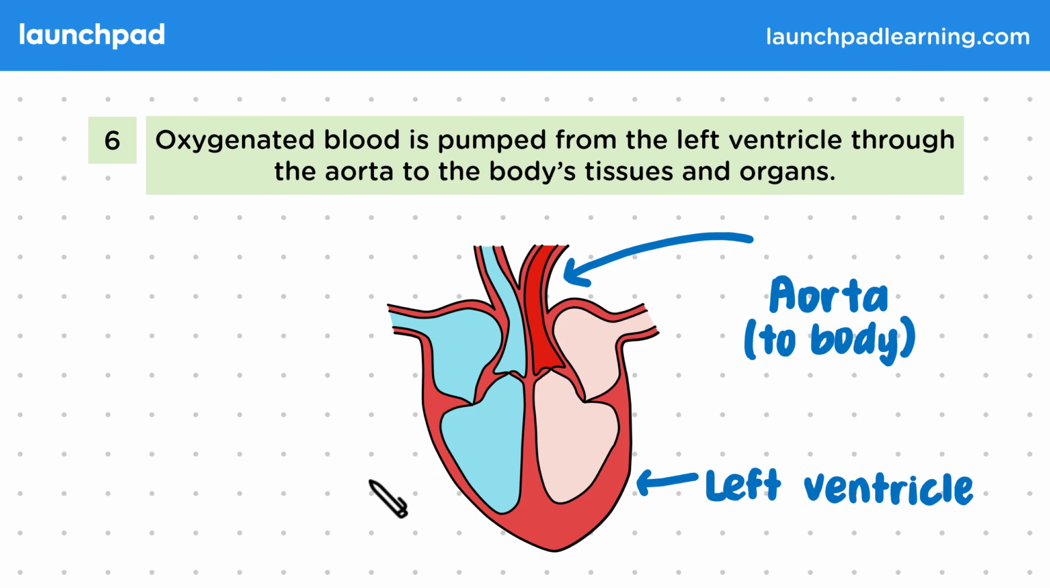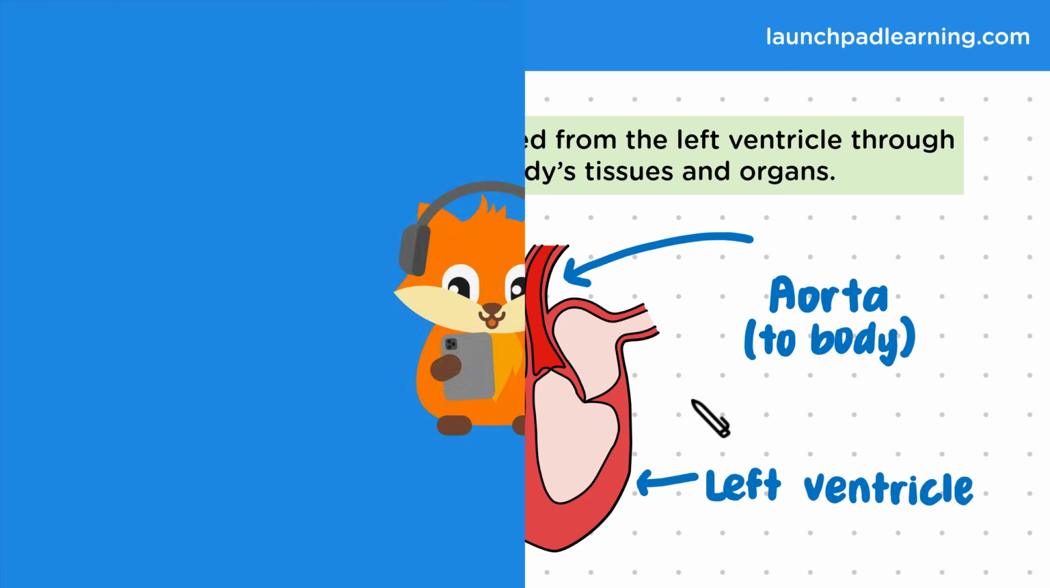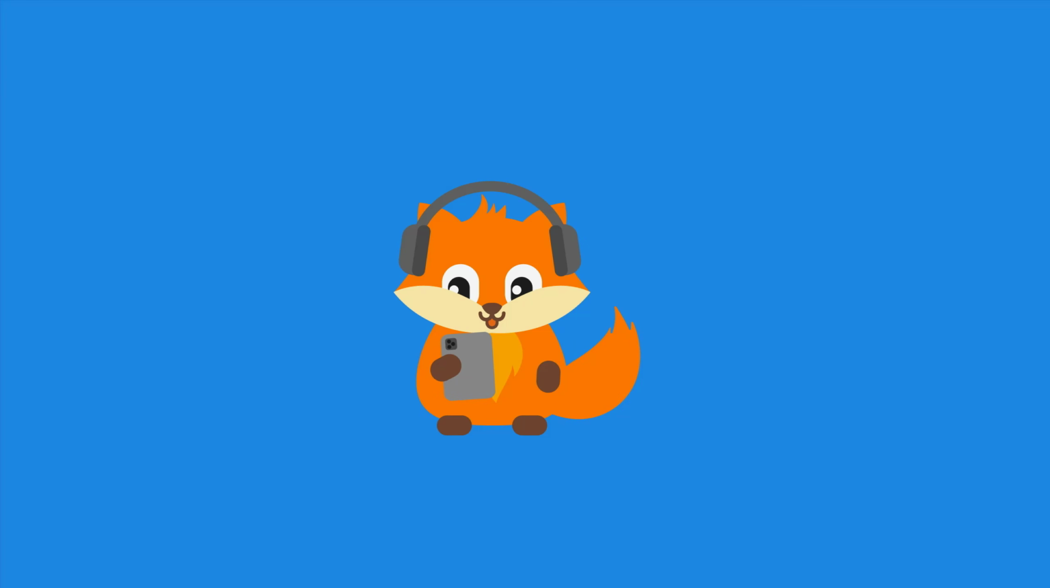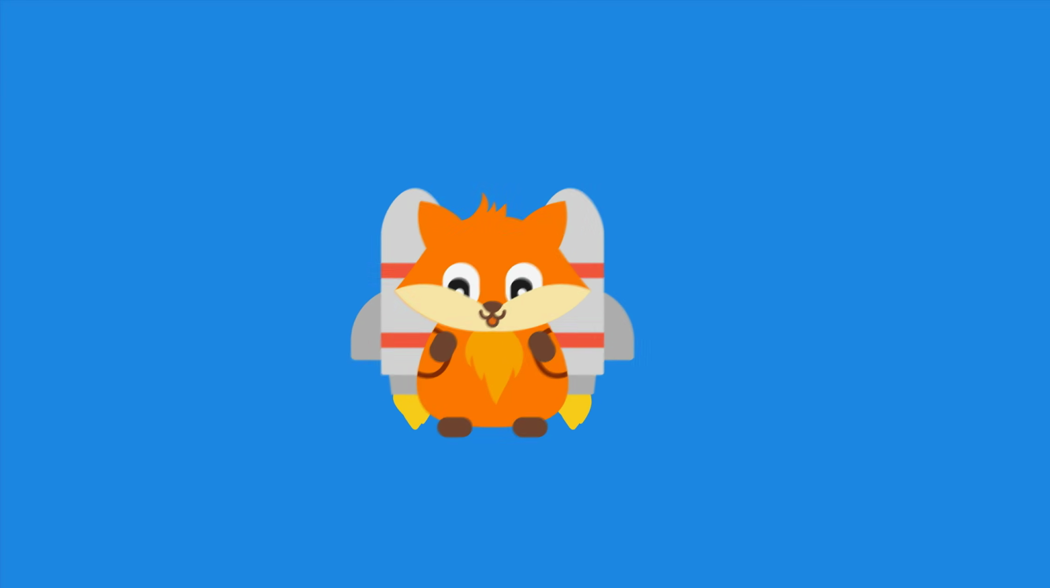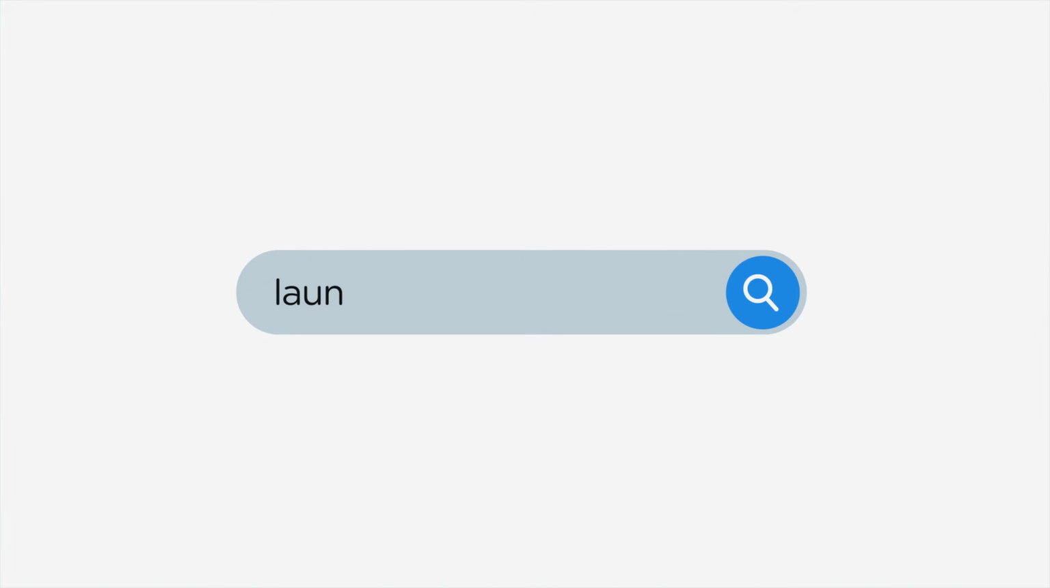For your exam, you need to know the heart structure and that the human body has a double circulation system where the right side pumps blood to the lungs and the left side pumps blood around the rest of the body.